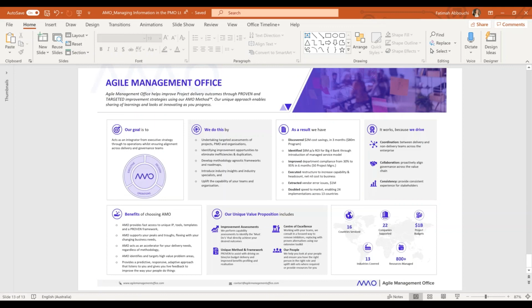Ultimately, at Agile Management Office, our goal is to integrate and bridge the gaps between executive delivery and operations. And we do that by making sure that we are looking at ways to improve what you're doing at a point in time and help you to provide you that benchmark for where you need to go moving forward. We do that in collaboration with your teams, and we work together to deliver great outcomes.